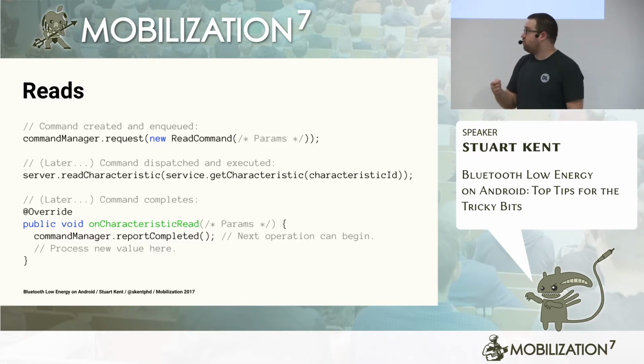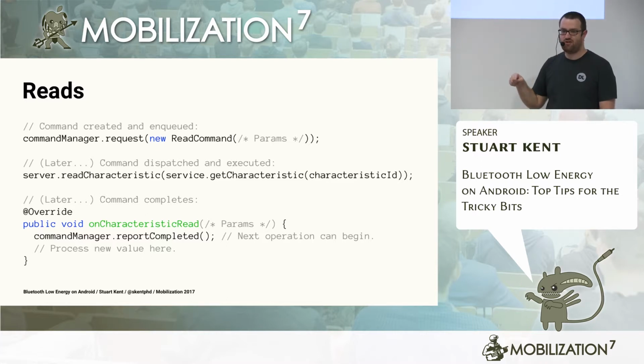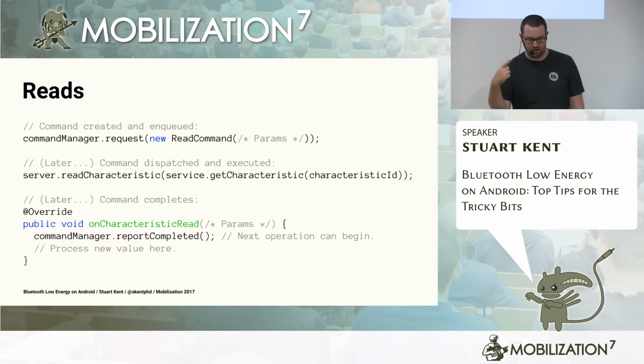Go ahead and read the characteristic. And then later on, when the characteristic is read, I'll get the value back, and I can do something with whatever the value is. So I might have read the current temperature or my current heart rate. And then I must tell the command manager that that command completed so it can carry on.